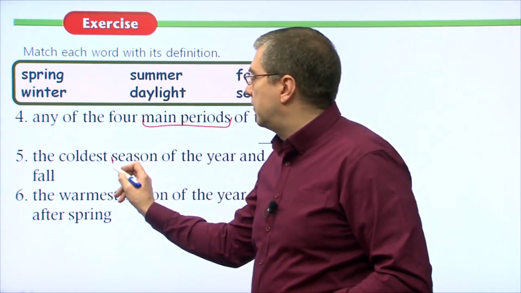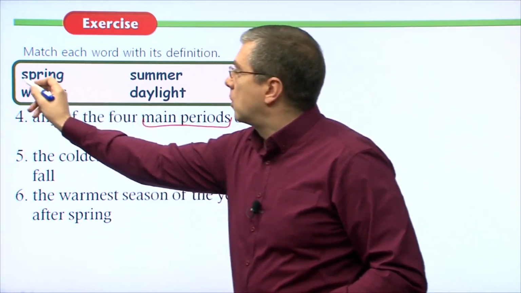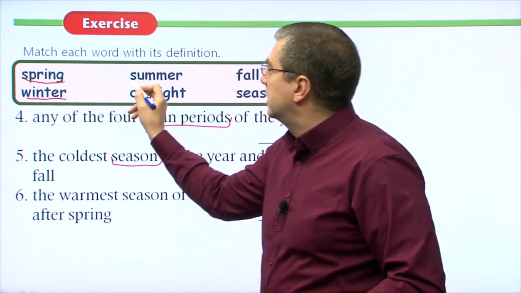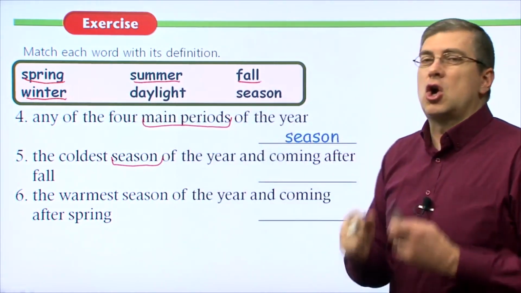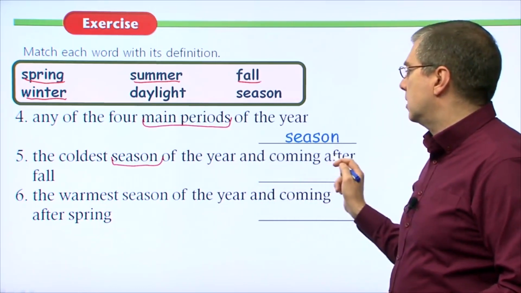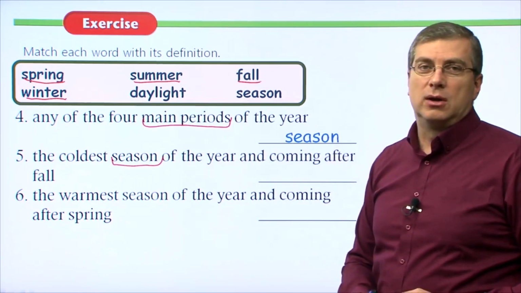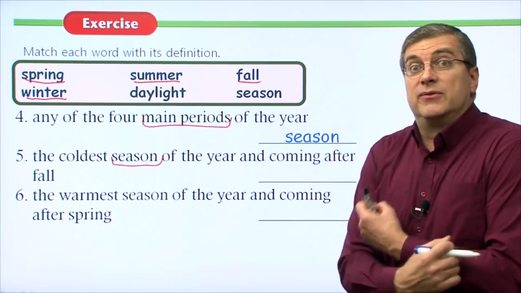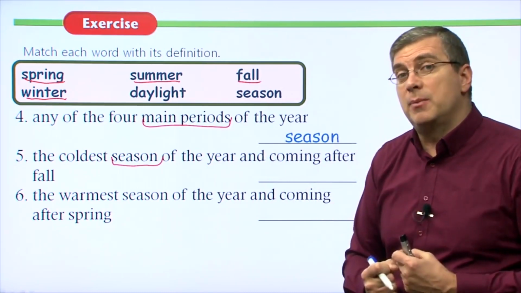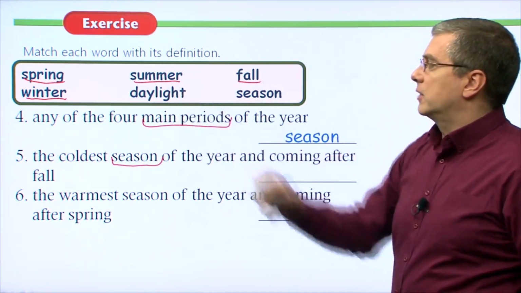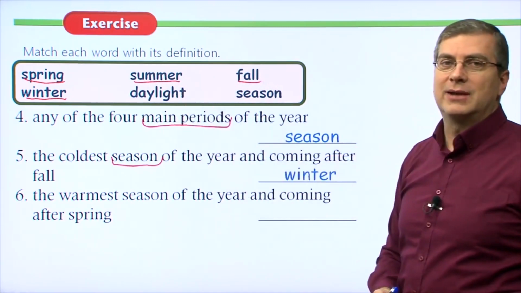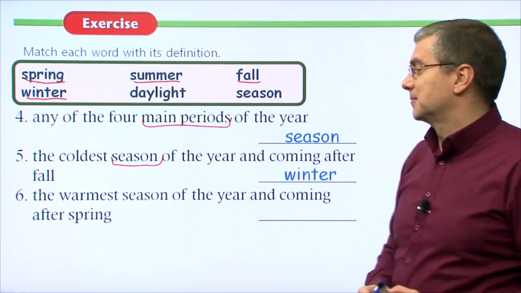Okay, number 5, the coldest season. So here we're looking for a season of the 4 words. Remember, we underlined the seasons before. Okay, so now we're looking for the coldest season of the year and coming after fall. So after fall, it becomes very cold. Kids are bundled up. They go out and they play in the snow. What season is that? Of course, that is winter. Okay, so that would be the season of winter.